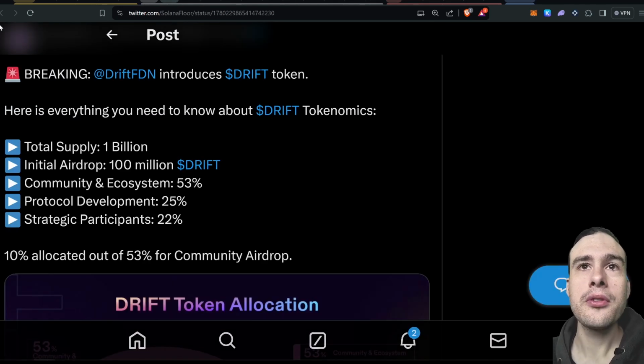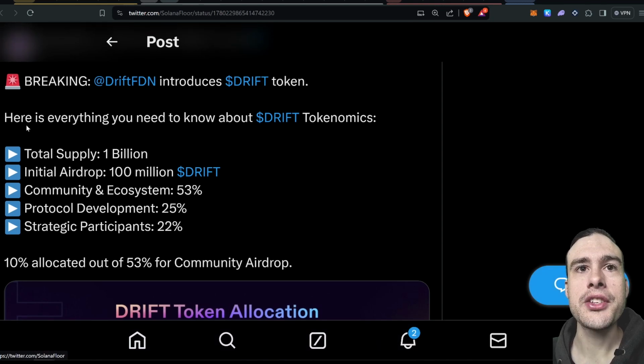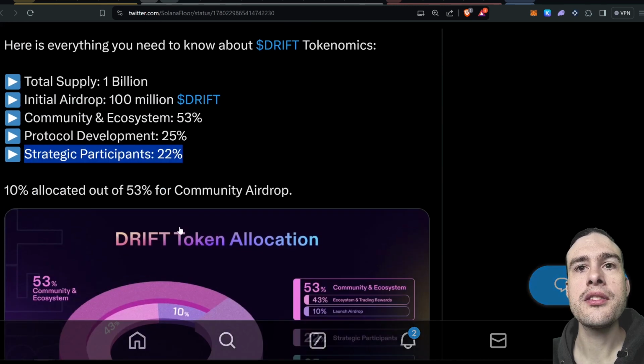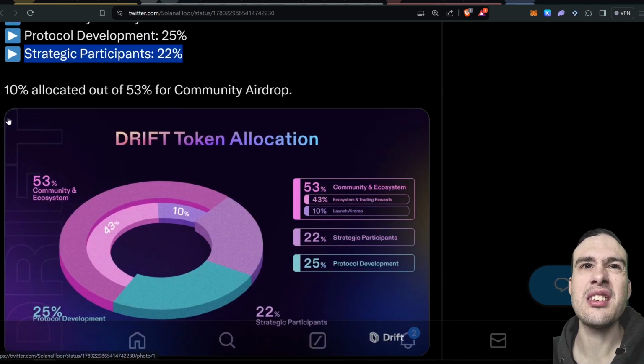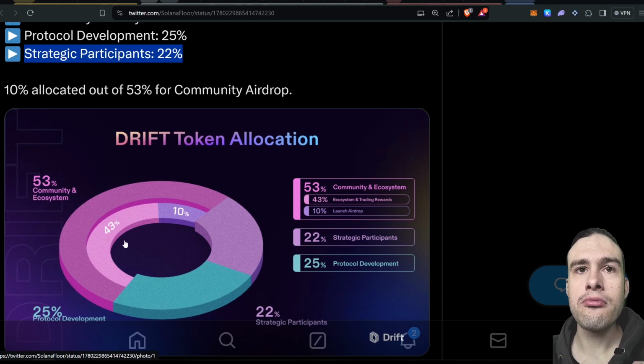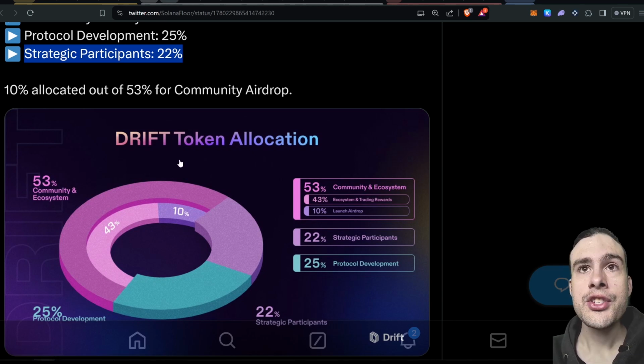And here's another view that's a lot easier to read for the tokenomics on Drift. So again, 1 billion token supply, 100 million Drift, 53% to the community and ecosystem. Protocol development 25%, and strategic participants is 22%, and 10% allocated out of the 53% is for airdrops. So only 10% actually for the airdrops. The ecosystem portion will be for farming. So if you've got, say for example, Drift and you put it in Camino, you get bonus rewards in Drift tokens, and that will likely happen, highly likely. So that's what that is, and that's what the airdrop will be for.